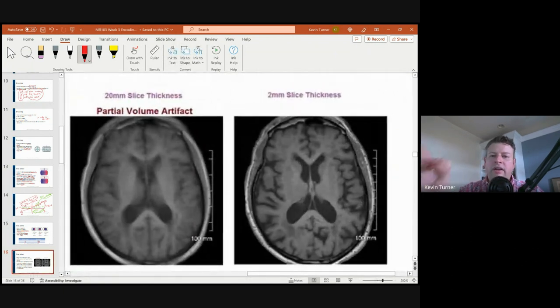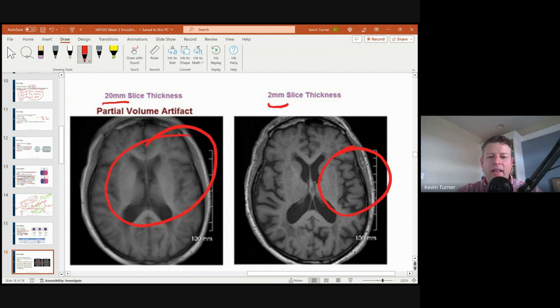So here we have a 2 millimeter slice, and here we have a 20 millimeter slice. So we simply have more of the patient's body that we have to smash down into a picture. So now it's all of these different things. You think of it as a bunch of different layers that are all smashing down together. They start to blur each other out.